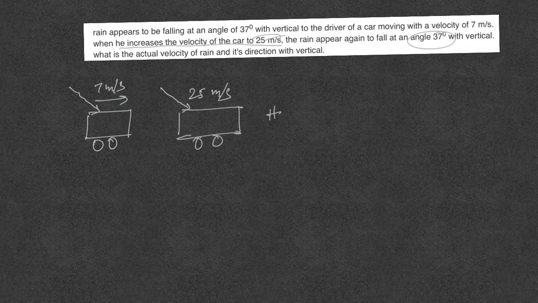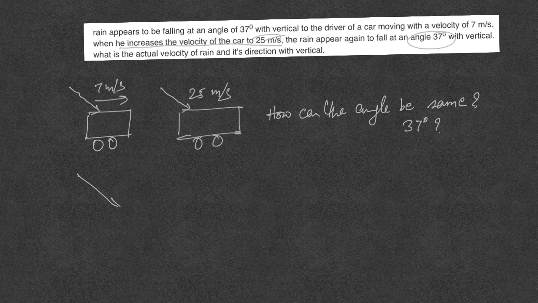So how can the angle be the same, that is 37 degrees? This is only possible if the direction of the rain has changed. So here the rain, when the car was driving at 7 meters per second, was in this direction, and the angle it was making to the vertical, theta, was 37 degrees.